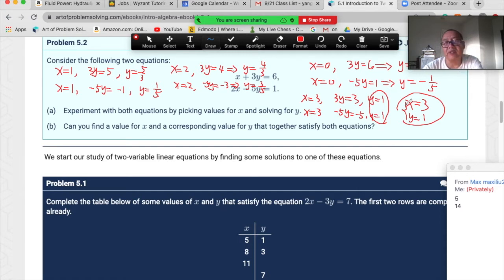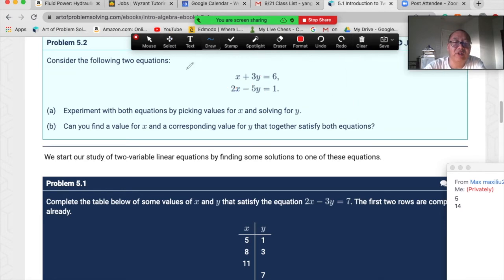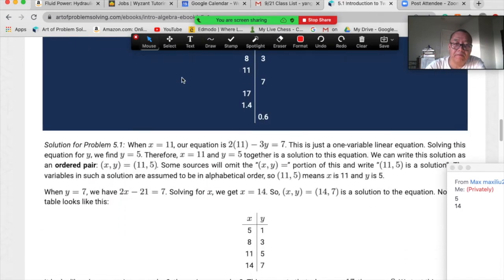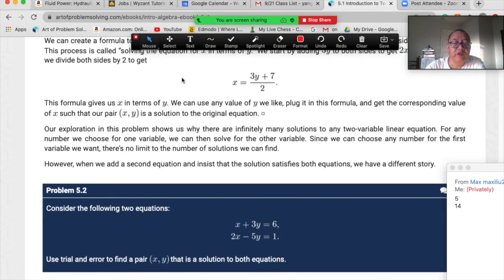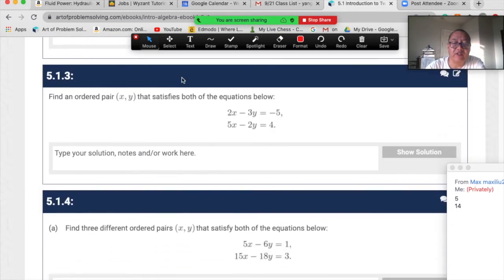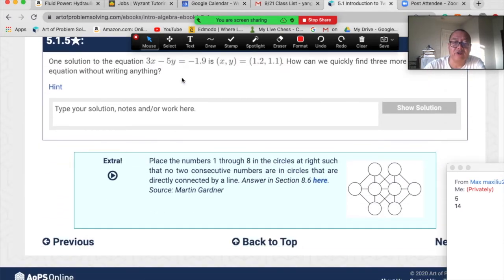Okay, but you can see this one, it's not easy to find a solution. You're like a blind person walking on the road. You don't know which direction you should go. So that means we need to learn some strategies, otherwise we waste time. So now we finished this section. Now let's go to the next section.